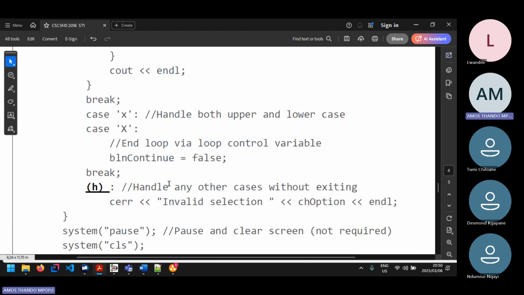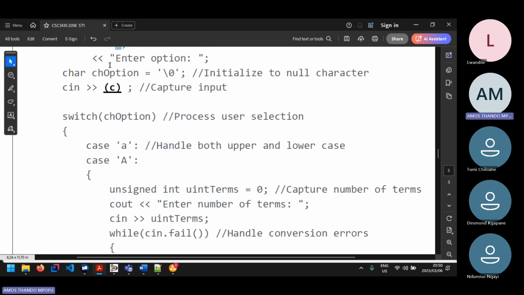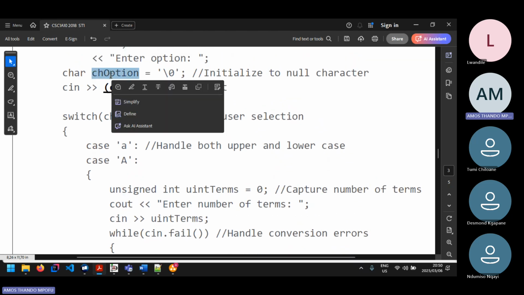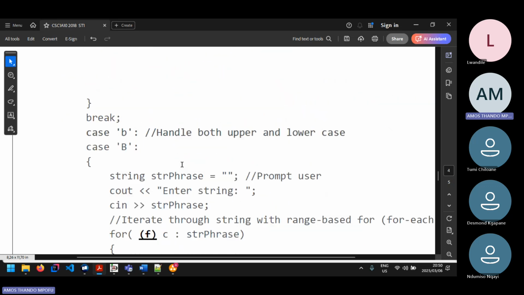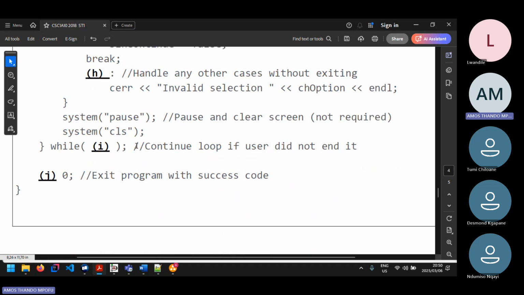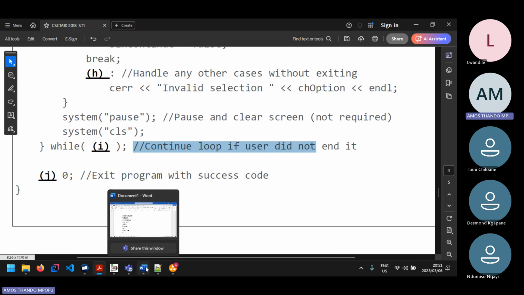But then here, let me check something. Yes, the variable that stores the options the user entered is CH option. So you need to copy that and use that variable down there. And if you check the comment, it says this loop should continue if the user did not end it, meaning as long as the user has not entered X. How do we check that? It's as long as CH option is not equals to the character X. It means the user doesn't want to exit yet. That's what they expected you to write there.